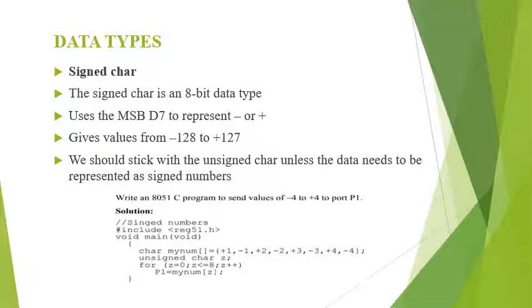The example is: write an 8051 C program to send values -4 to +4 to port P1. In the main function, we have declared mynum, that is an array, as unsigned char. In the array, we have stored the values from -4 to +4. And then we are declaring one more variable z as unsigned char. Then to send the 8 values to port 1, we have used a for loop, and z is varied from 0 to 8. And the value from the mynum array is accessed and copied to port 1 in each iteration of the for loop.